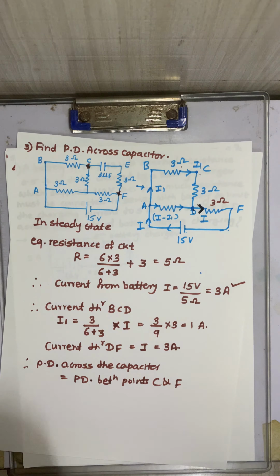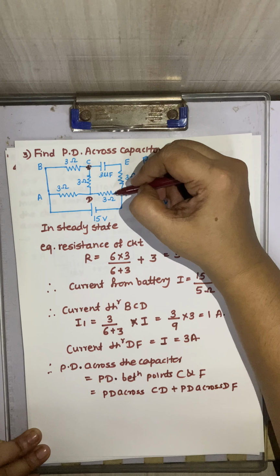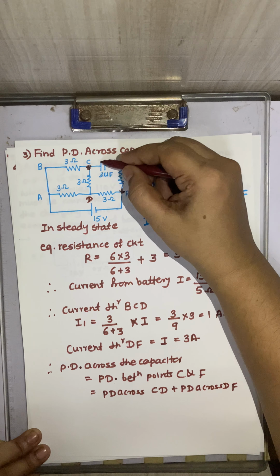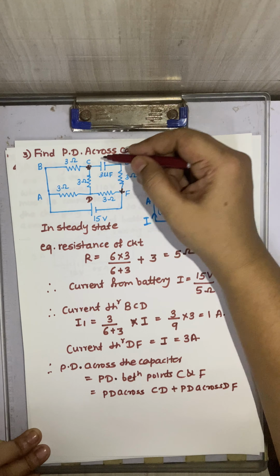This is nothing but the potential difference across CD plus the potential difference across DF. So once again, the potential difference between the points C and F is nothing but the potential difference across CD, this was the point D, plus the potential difference across DF. So this together will be considered as the potential difference across this complete capacitor.